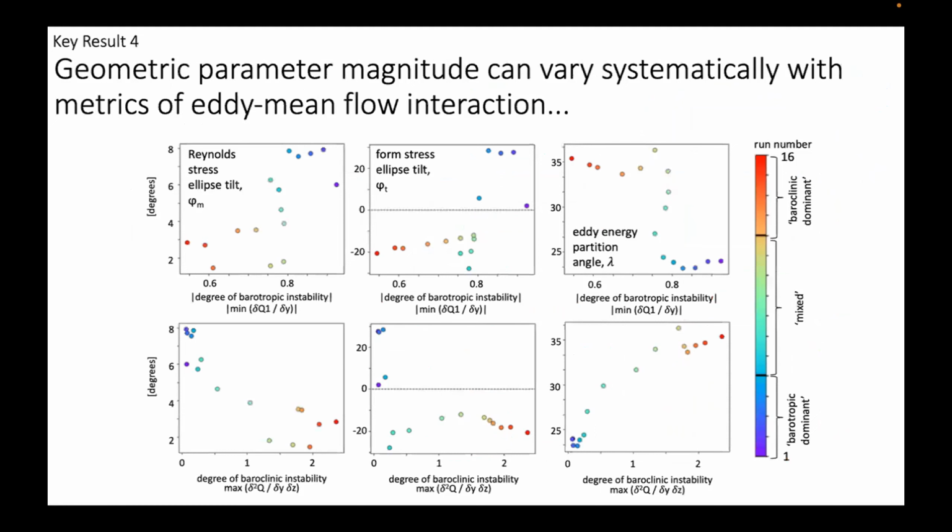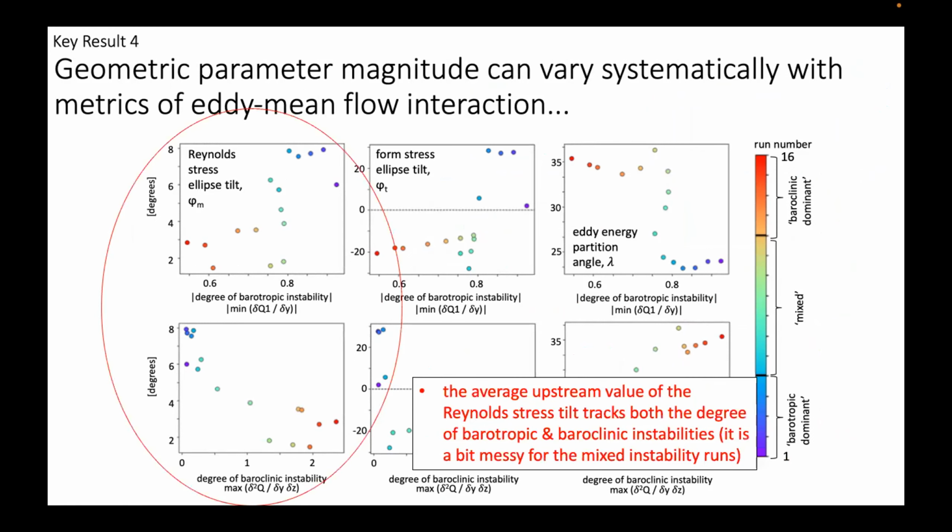And I'll go to my fourth and final result, which is that the geometric parameter magnitude can vary systematically with metrics of eddy-mean flow interaction. Here I'm showing examples of the dependence of the tilt of the Reynolds stress ellipse, the form stress ellipse, and the eddy energy partition angle as a function of metrics of the degree of barotropic instability in the top row and of baroclinic instability in the bottom row. And we see lots of systematic patterns with these bulk magnitudes.